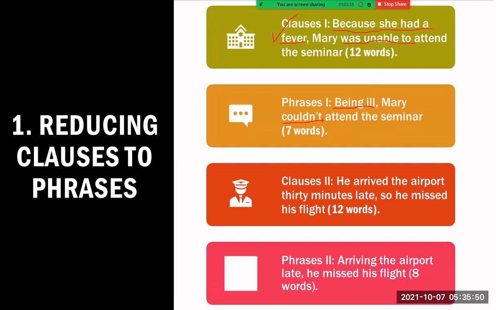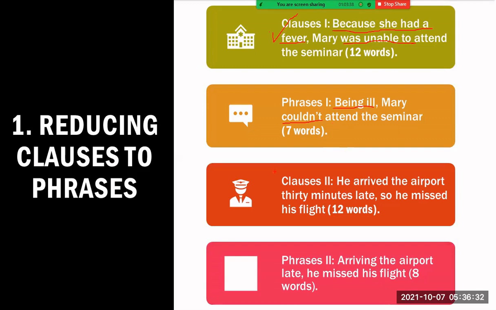You can see these are word reduction techniques, methods of reducing words. So what do we have here? Being ill, Mary couldn't attend the seminar, and so we have 7 words. You can see how we use this method to eliminate 5 words out of 12, and then we are left with 7. And with this, you have reconstructed this sentence into your own sentence, still retaining the same idea. All right? So that is how to reduce words.